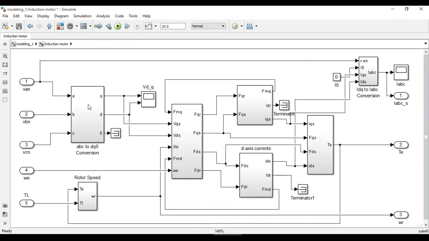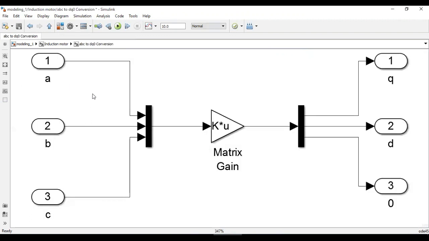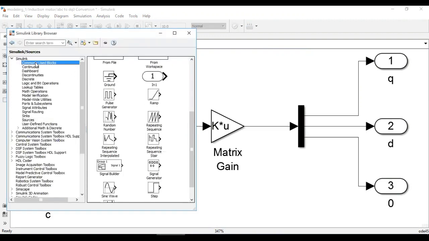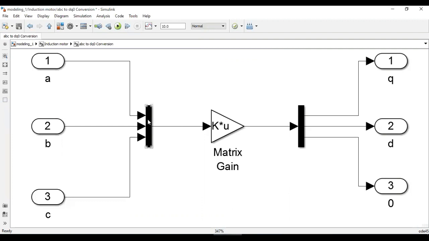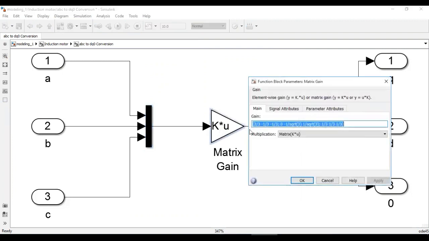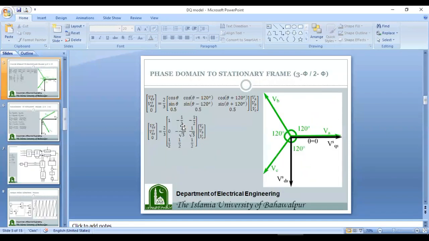These are the input ports, and these values are given to the ABC to DQ0 conversion block, and this block can be achieved by simply using this gain block. This is a mux block, and all of these blocks are available in this Simulink library. So this is a mux block. You can drag it to the Simulink model, and you can choose the number of inputs. And this is a matrix gain, and these values are written over here in this matrix gain. These values are actually taken from this matrix. So you can see we are transforming the phase quantities to the DQ model quantities.